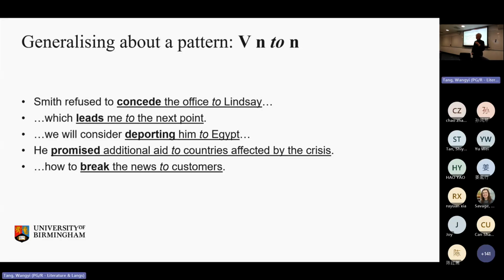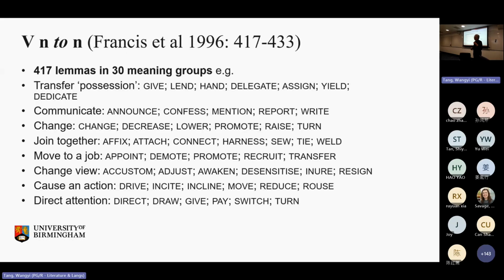If we look at a pattern, then we've got one form, but several meanings. So the pattern verb noun to noun is used with concede the office to someone, lead me to the next point, deporting him to Egypt, promised aid to countries, how to break the news to customers. So lots of different meanings there, but the same pattern. So there's clearly no one-to-one relationship between the form of the pattern and the meaning. But on the other hand, there is a sort of regularity.